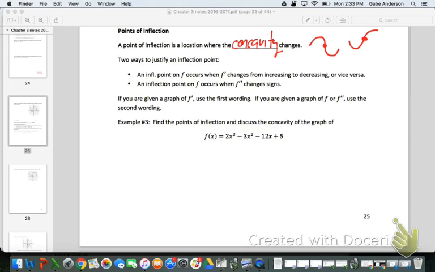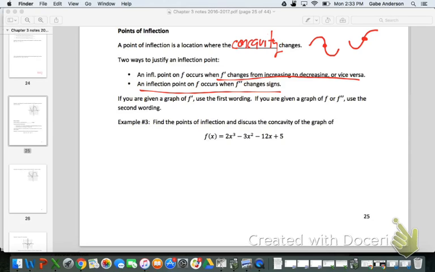Okay, so let's look at these two sayings, see if we can reconcile with what you just said. Two ways to justify an inflection point. An inflection point on f occurs when f prime changes from increasing to decreasing, or vice versa. Okay, so an inflection point on f happens when f prime goes from increasing to decreasing, or decreasing to increasing. Or, I like this one a little bit better because it's simpler. An inflection point on f happens when f double prime changes signs. I hope you can see that that's really saying the same thing.